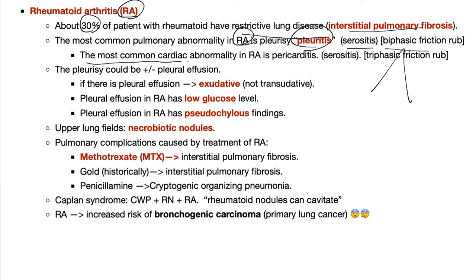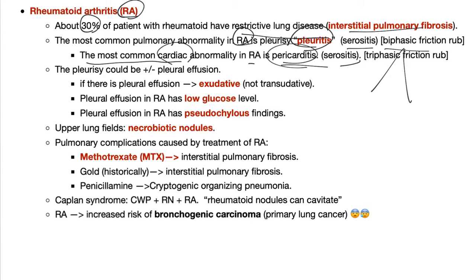The most common cardiac abnormality in rheumatoid is the serositis, now called pericarditis, and this one has a triphasic friction rub. Systolic, early diastolic, late diastolic. Lub-dub, lub-dub, lub-dub.